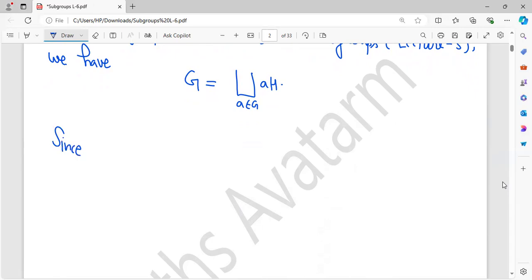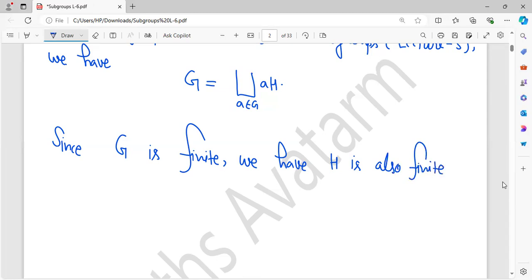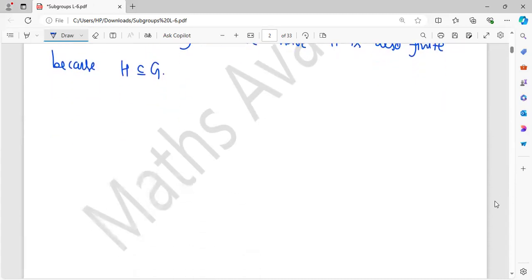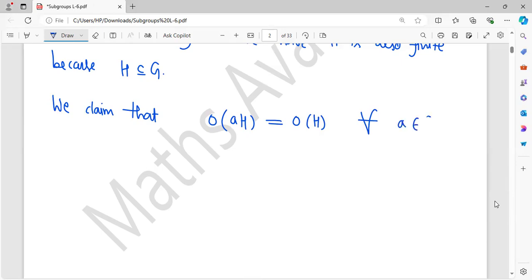Since G is finite, we have H is also finite because H is a subset of G. We claim that the order of aH is equal to the order of H for all a belongs to G.